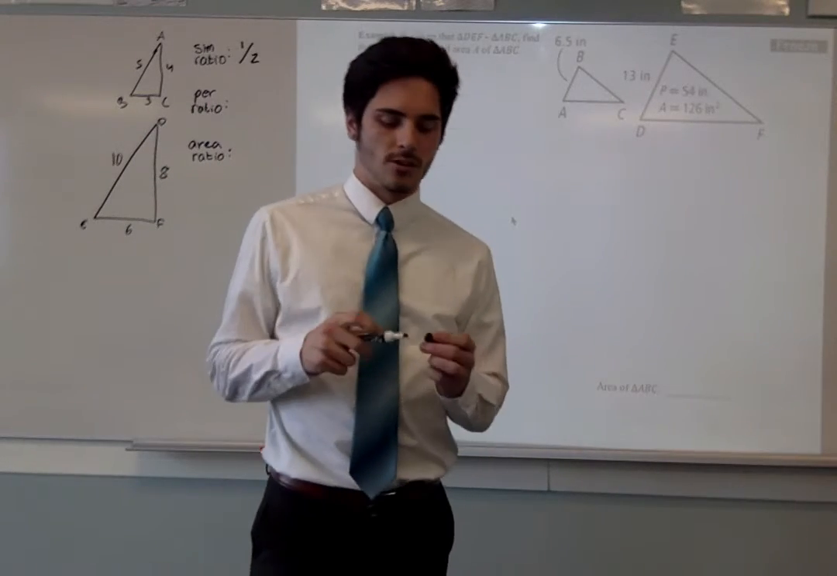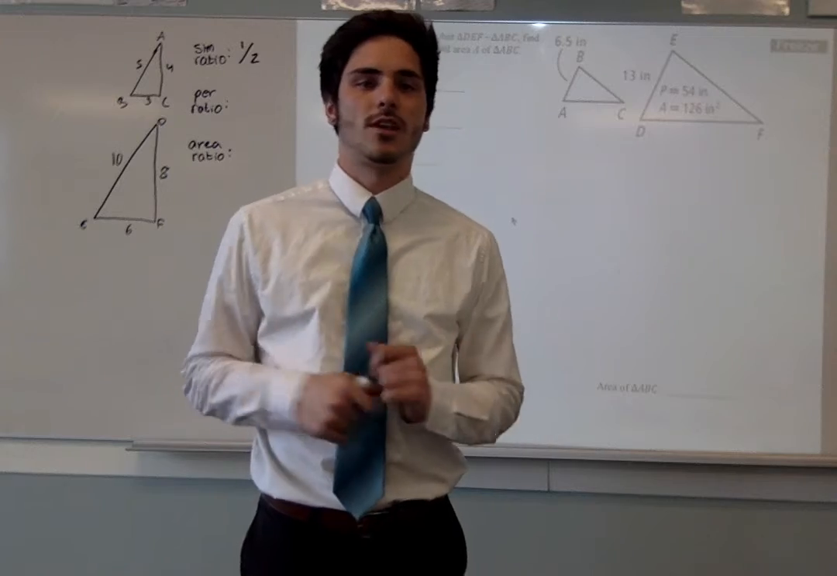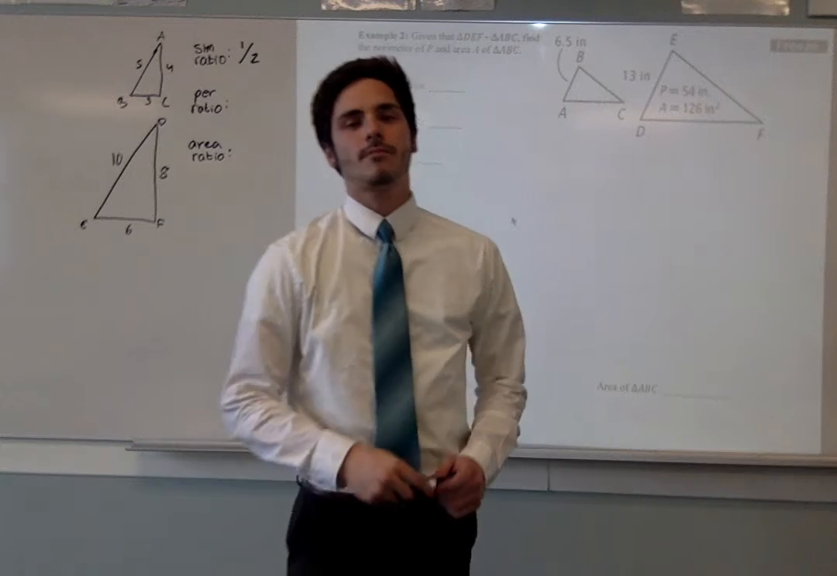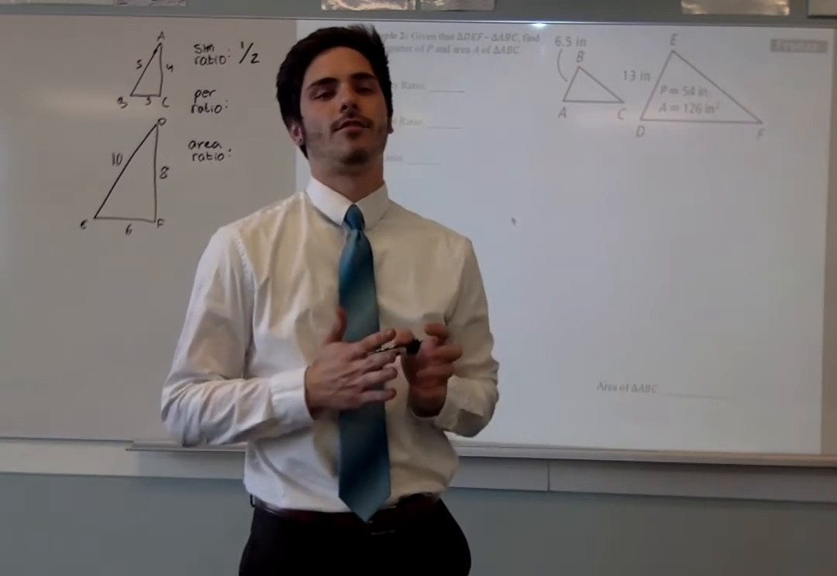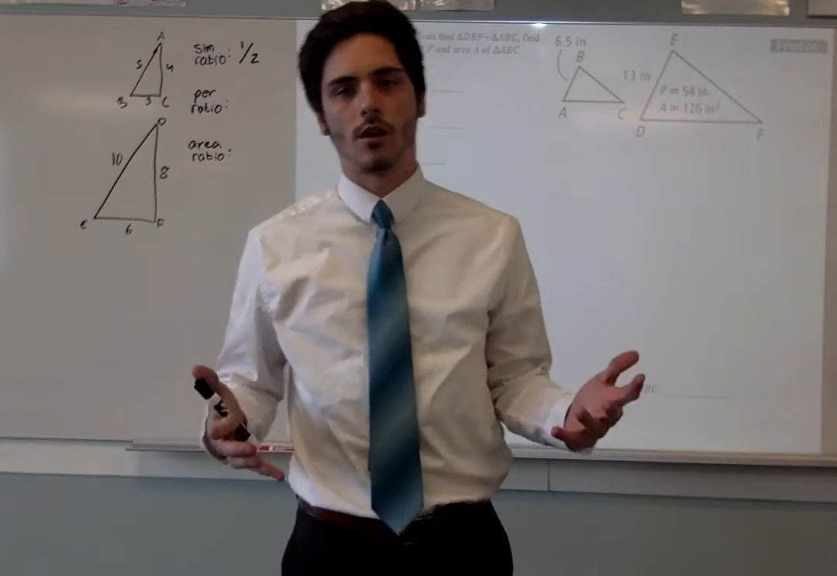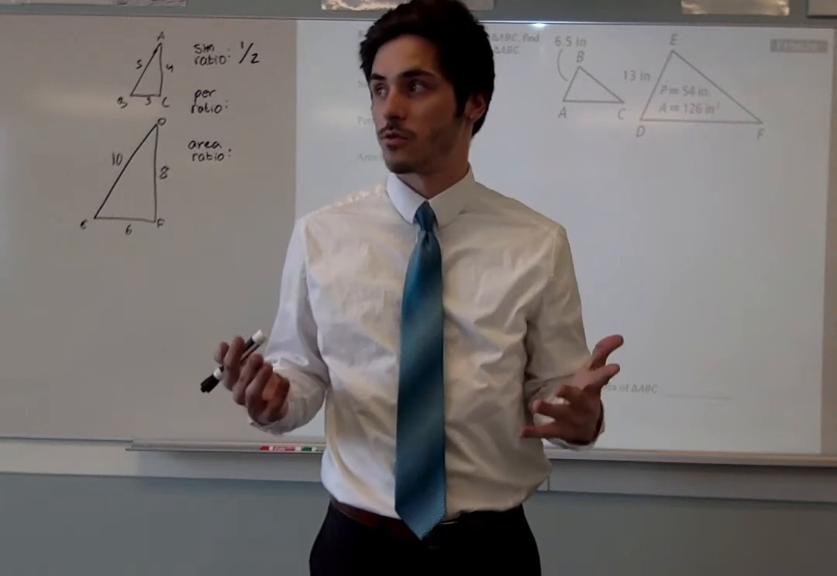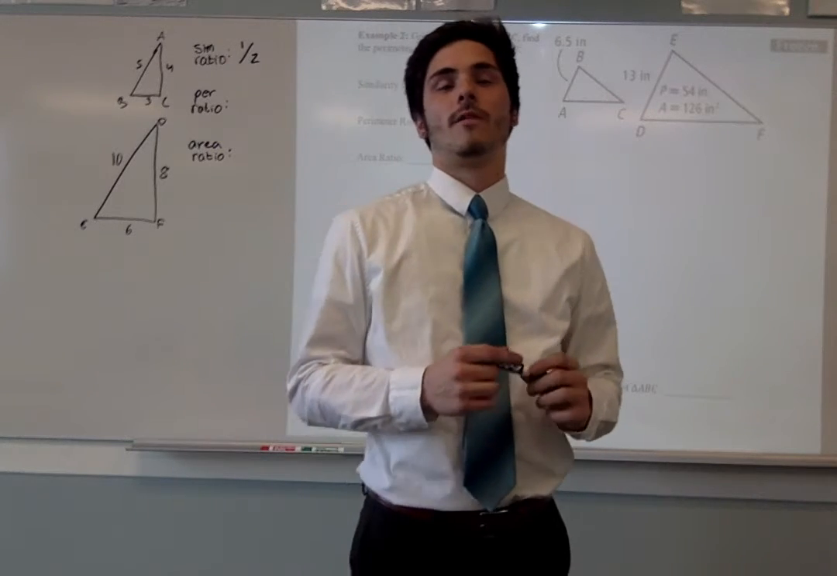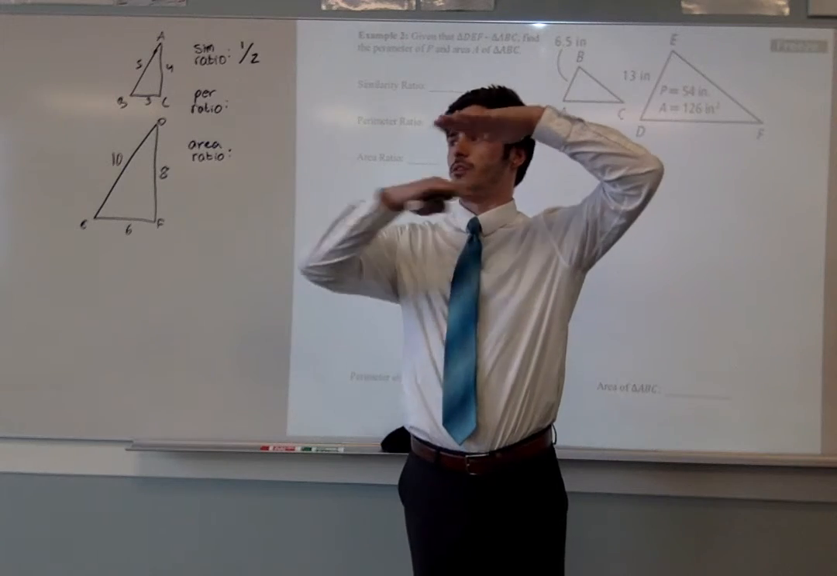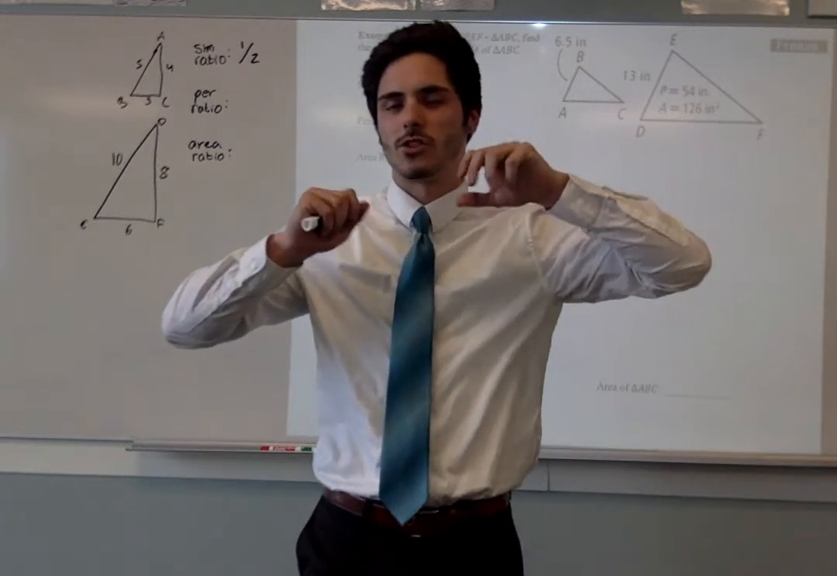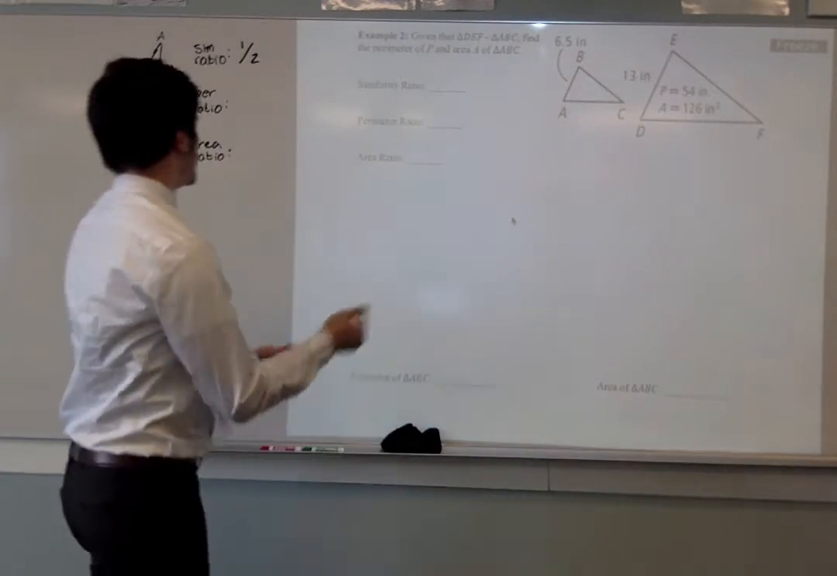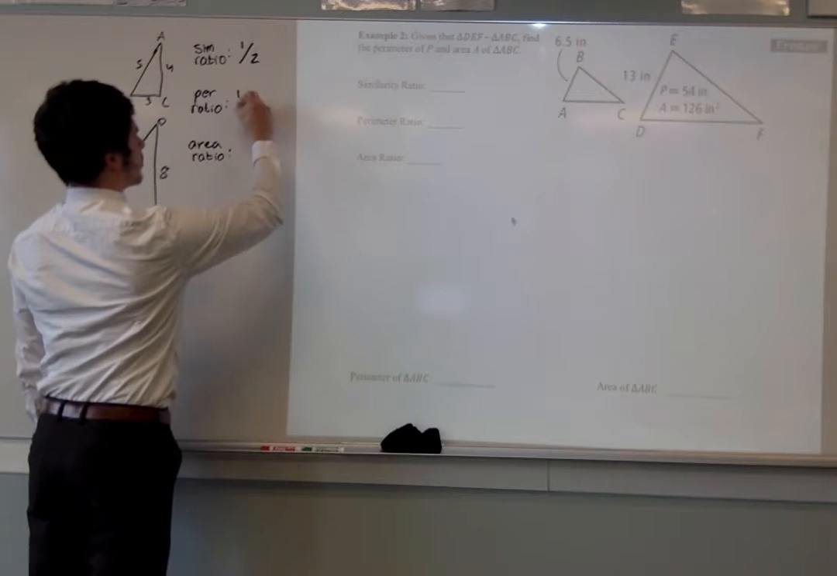And the perimeter ratio is going to be found pretty similarly, except we're going to add up all the sides first. So if we add up the sides of ABC, we get 3 plus 4 plus 5 is 12. And then if we add up the sides of DEF, we get 6 plus 8 plus 10 is 24. So 12 and 24 are our perimeters. The perimeter of triangle ABC, which is 12, is going to be over the perimeter of triangle DEF, which is 24. And our perimeter ratio then makes it 1/2. So our perimeter ratio is also going to be 1/2.